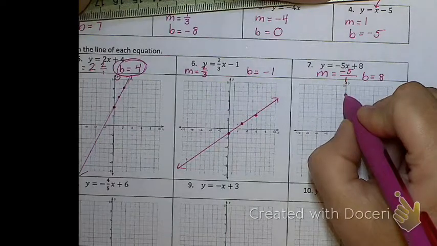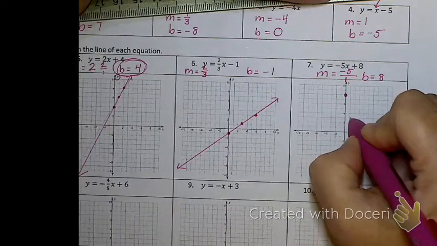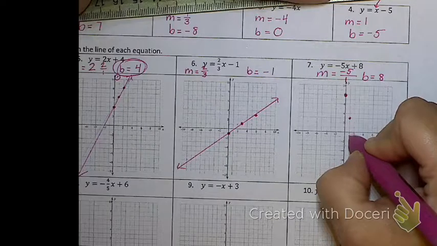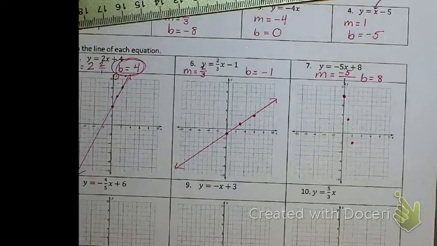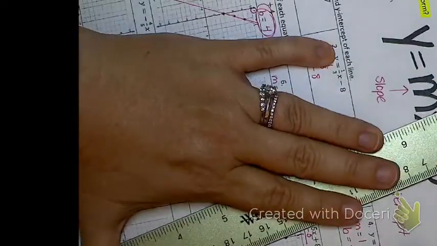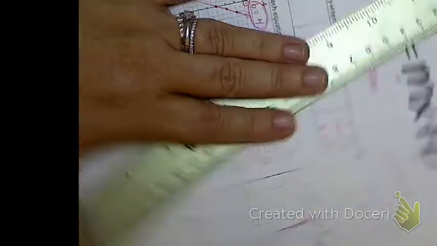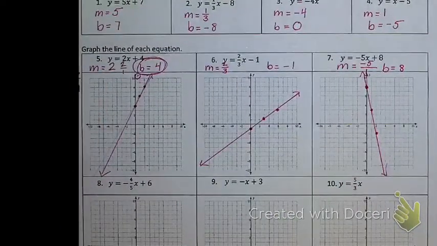From there, what do I do? Down 5, right 1. Down 5 again, and right 1. Get your straight edge, draw your line. Again, draw it all the way to the edges of the graph I have provided you. Okay?